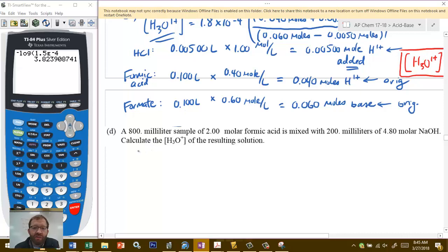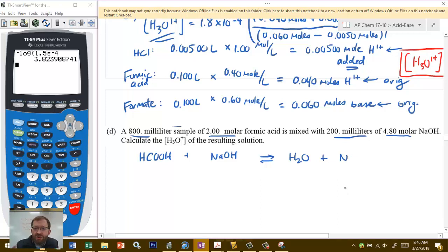So we're talking here about an acid solution, 2 molar formic acid, and we have 800 milliliters of it. To that, they're adding 200 milliliters of 4.8 molar sodium hydroxide. Now, what's going to happen in the end? We want to look at the equation. Our equation for the reaction would be HCOOH plus our sodium hydroxide. This is an acid-base neutralization, so we're going to get water out the other side, which we're not usually that interested in, and we're going to get our sodium formate.